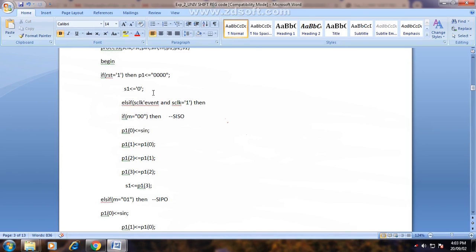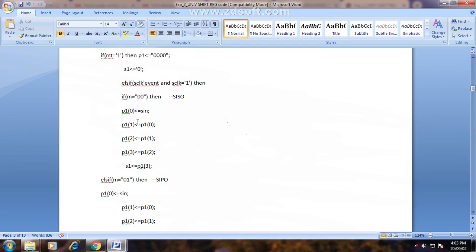Again we'll start with the reset. If reset is equal to 1, your P1 will be 0 0 0 0 as well as S1 will be 0 0. Else if clock tick event, clock is equal to 1, and then we have to check the mode one by one. So if mode is equal to 0 0, which is the mode? It is serial in, serial out.